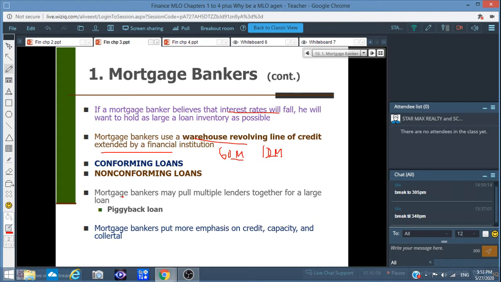Okay, a mortgage banker will pool mortgages together for a larger loan called a piggyback loan.